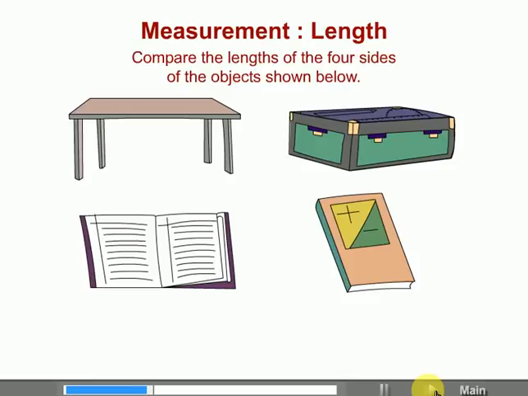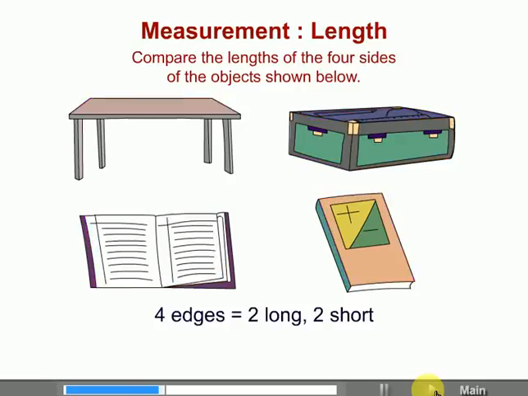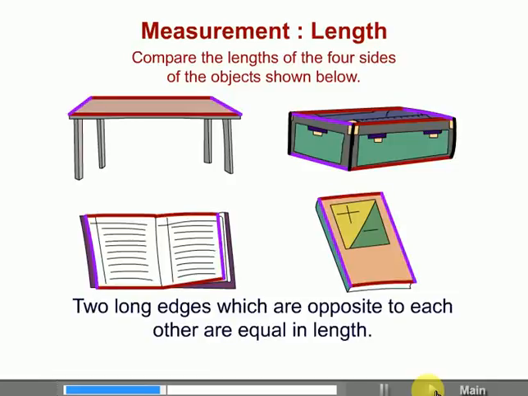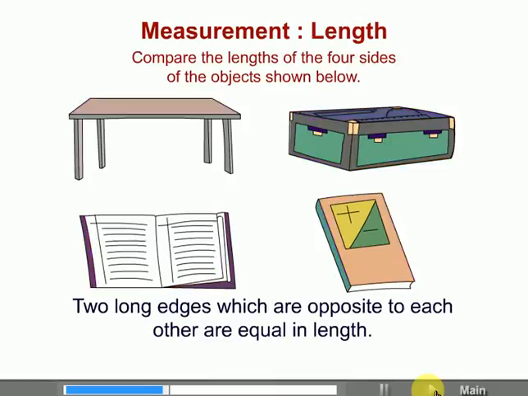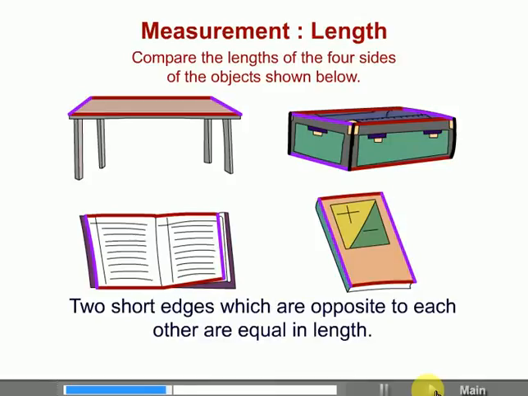You can observe exactly the same with the geometry box, the open notebook, and the mathematics textbook. In each of these, there are four edges, two long, two short. The two long edges, which are opposite to each other, are equal in length, and the two shorter edges, which are also opposite to each other, are equal in length.